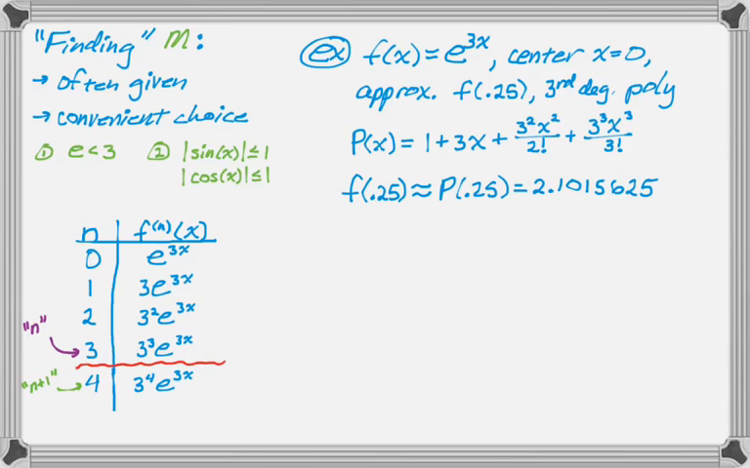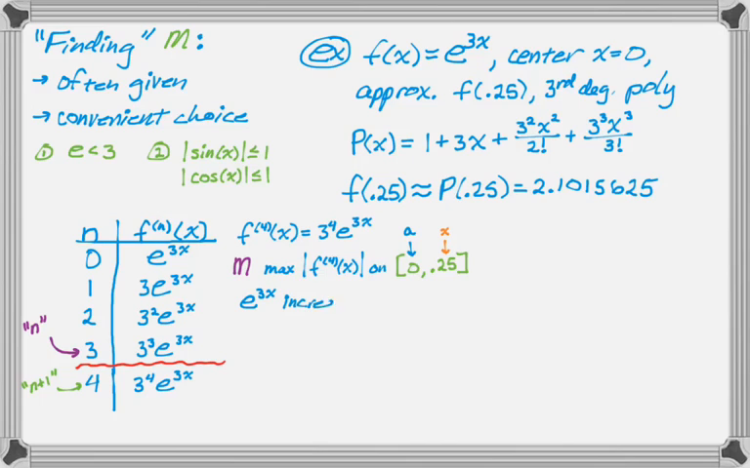So remember I said we only kind of find m, and usually what we do is put a bound on m, actually. So the 4th derivative is 3 to the 4th e to the 3x. So m is going to be the maximum of the absolute value of the 4th derivative on the interval from 0 to 0.25. And now where did 0 and 0.25 come from? 0 is a, that's the center, and then 0.25 is the value that I'm plugging into the function. So that's what I'm actually looking for. So the actual value of m can be found. E to the 3x definitely increases on that interval. It increases everywhere. So if a function is increasing, it will have its maximum at the right endpoint.